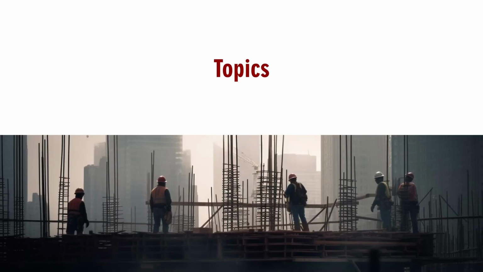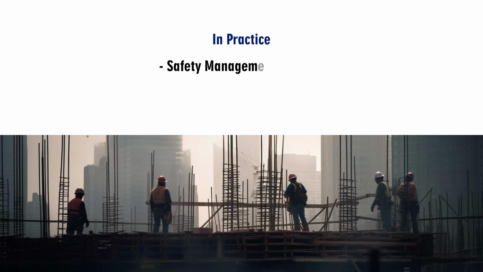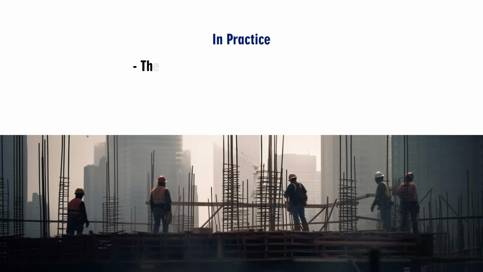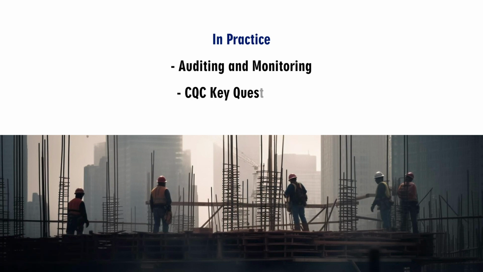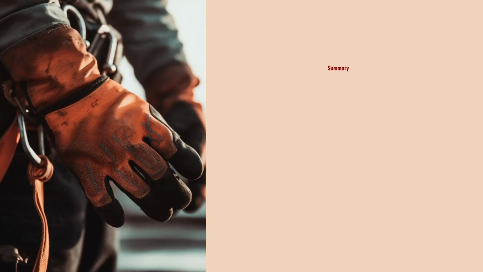Let us discuss the topics. The first one is the summary. The second one is the importance of safety management. The third topic is the employer's duty. The fourth topic is the employee's duty. And the fifth topic is in practice, which includes selection of a safety management system, the main safety management system, implementation of the safety management system, and auditing and monitoring. And the last one is the training part. Let us discuss the summary part.